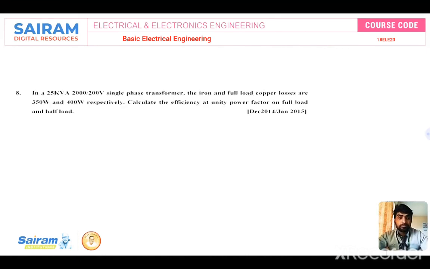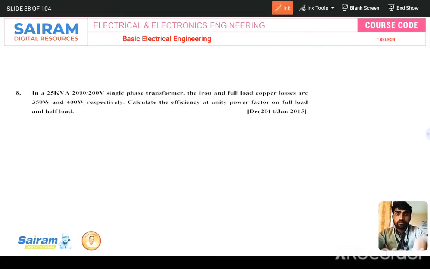So, next problem. In a 25 kVA, 2000 by 200 volt single phase transformer, iron loss and full load copper loss are 350 watts and 400 watts respectively. They have given directly kVA as 25, and voltages V1 and V2 as 2000 and 200 volts. Iron loss and copper loss are also given, 350 and 400 watts respectively. Calculate the efficiency at unity power factor on full load and half load. Everything is given, so directly we need to calculate now.